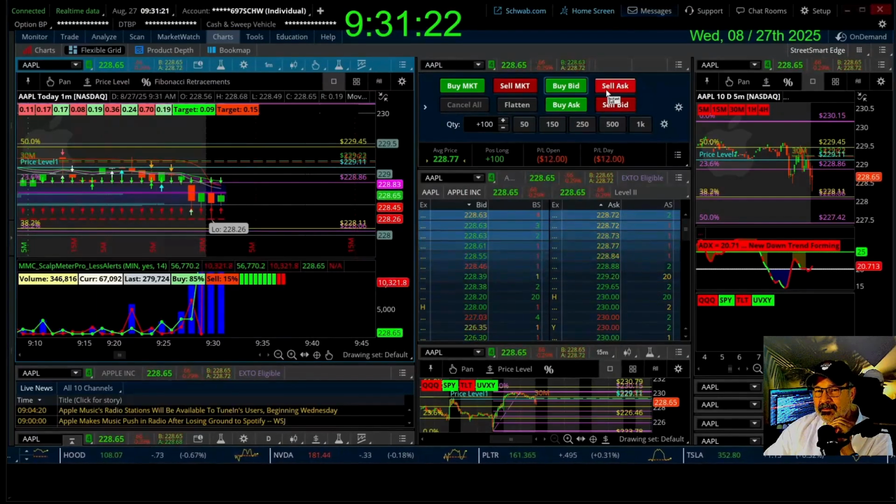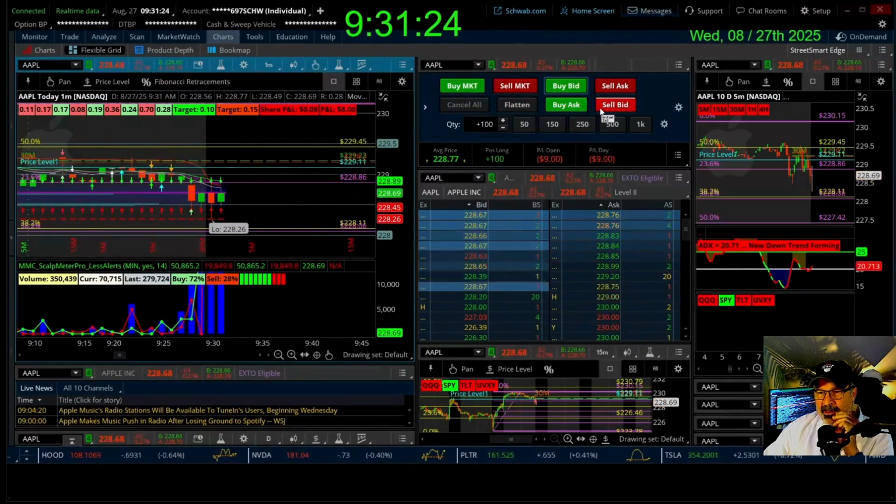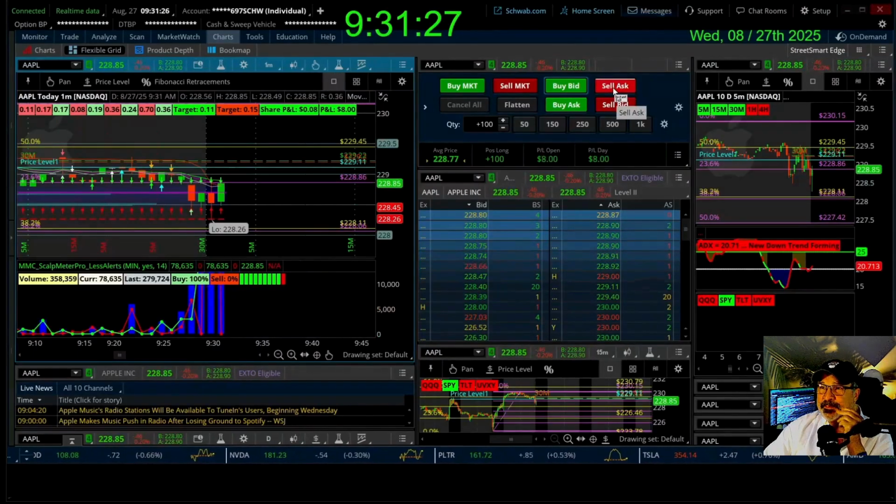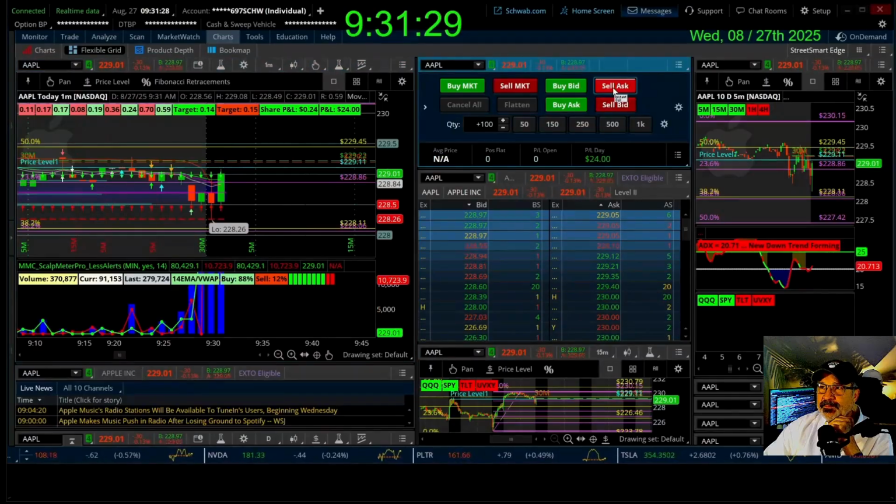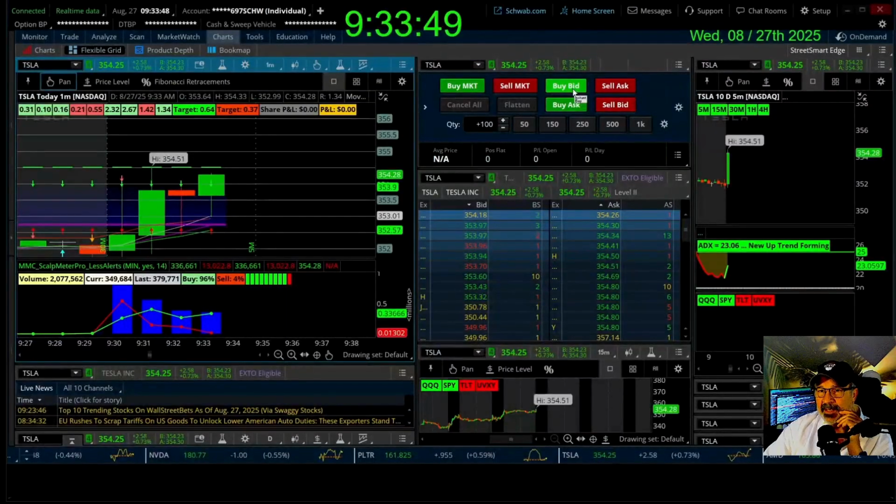Still thinking we may have a play here. I didn't wait for the breakout. That's why I'm saying I couldn't help myself. I looked at the price action and it seemed like it was going to go up. So that was good. So now I've switched stocks.